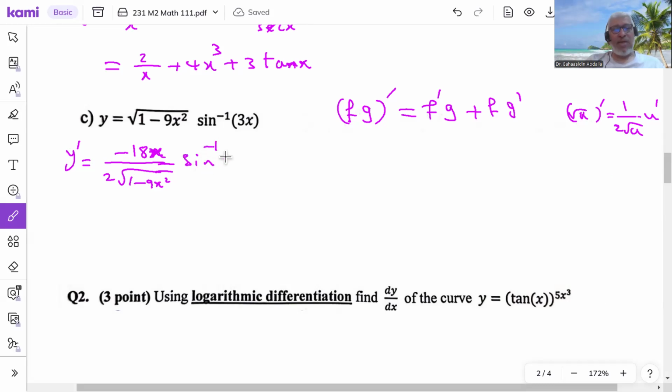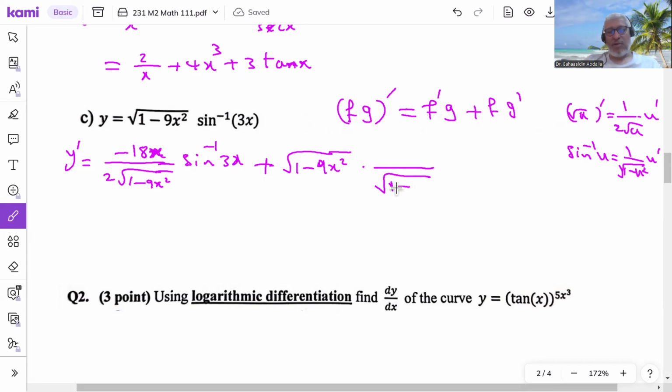Times the second function as it is, plus the first function as it is, multiplied by the derivative of the second function. Well, this is sine inverse u. So what is the derivative of sine inverse u? 1 over square root of 1 minus u squared times u prime. So 1 over square root of 1 minus u squared.